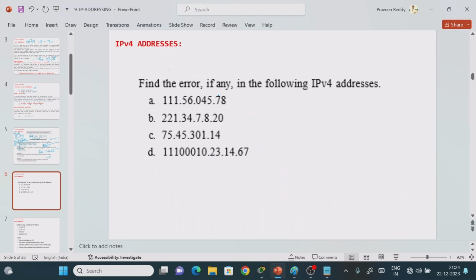Now we will find what the errors are in a particular sequence. We have A, B, C, D. We need to find out what the error is in each of A, B, C, D. Now try to guess the answer for this one. Where is the error? Just try to find out. Now we will see the answers.